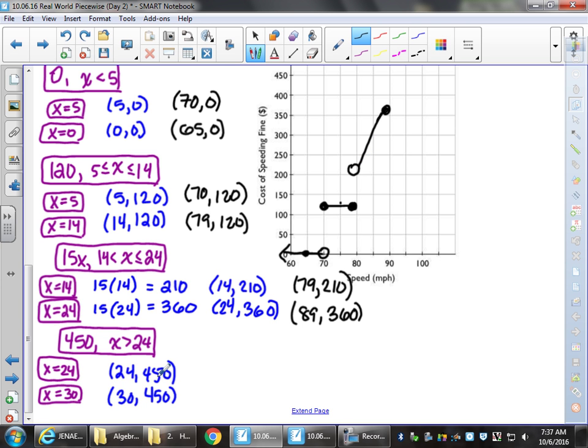And then our final piece, 24 becomes 89. 30 becomes 95. And now our piecewise function does fit on our graph. 89, 450, 95, 450. Would this be a segment or a ray? Ray, left or right?